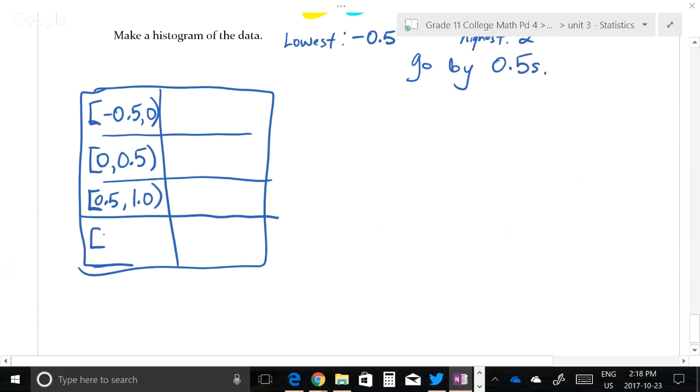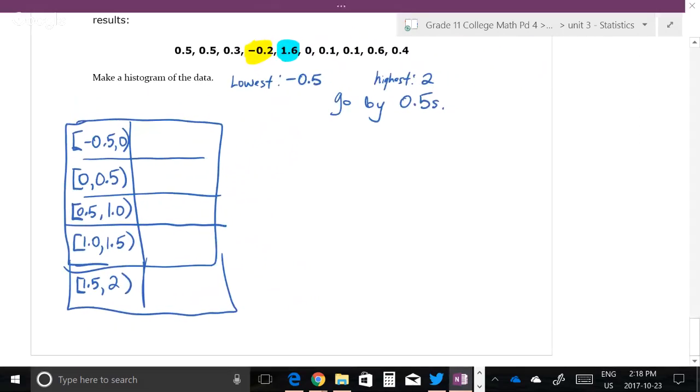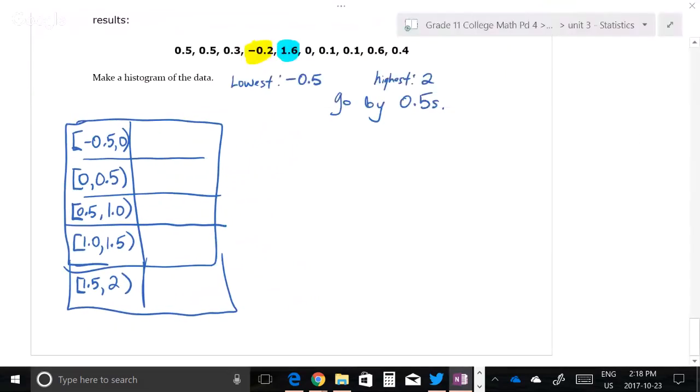The next one will go from 1 up to and including 1.5. And Tanguay, how big is my next bin? It's going to start at 1.5 and it's going to end at. Yeah, very good. Okay, so let's go a minute and tally this.